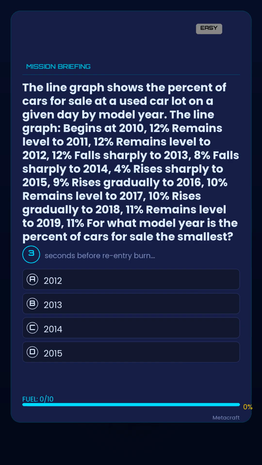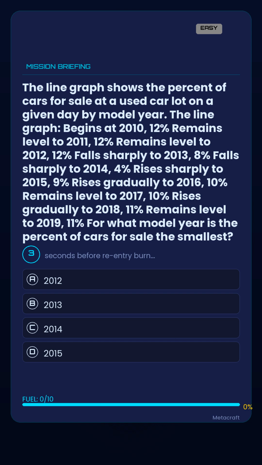day by model year. The line graph begins at 2010, 12% remains level to 2011, 12% remains level to 2012, 12% falls sharply to 2013, 8% falls sharply to 2014, 4% rises sharply to 2015, 9% rises gradually to 2016, 10% remains level to 2017, 10% rises gradually to 2018, 11% remains level to 2019, 11%. For what model year is the percent of cars for sale the smallest?